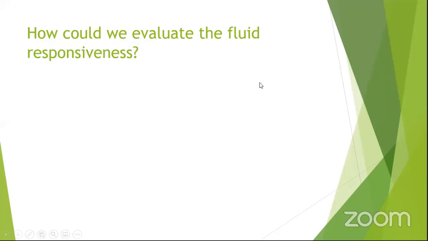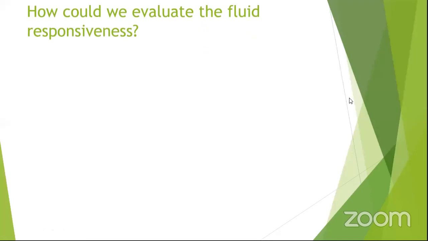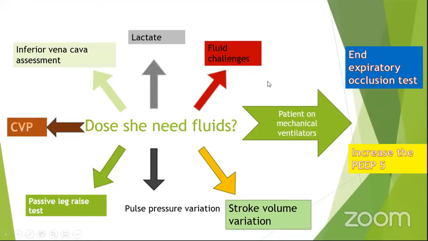Now let's go to the other part: how could we evaluate fluid responsiveness? Not all patients will be fluid responsive. Just keep that in your mind. Sometimes you start fluids, but this is a drug and you might harm the patients. So not all patients should just be given fluids. You can give fluids, but there is a limit, especially for a patient who has, for example, ARDS or cardiogenic shock, who cannot be dealt with like a patient with hypovolemic shock. So you have to assess something called fluid responsiveness.